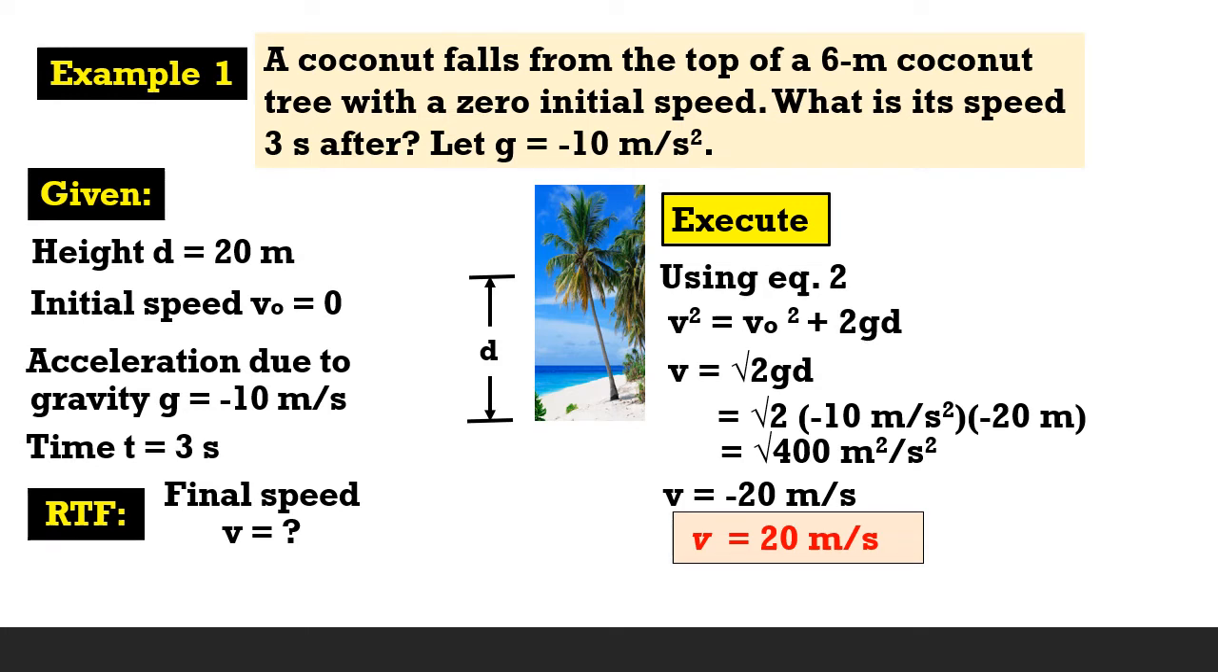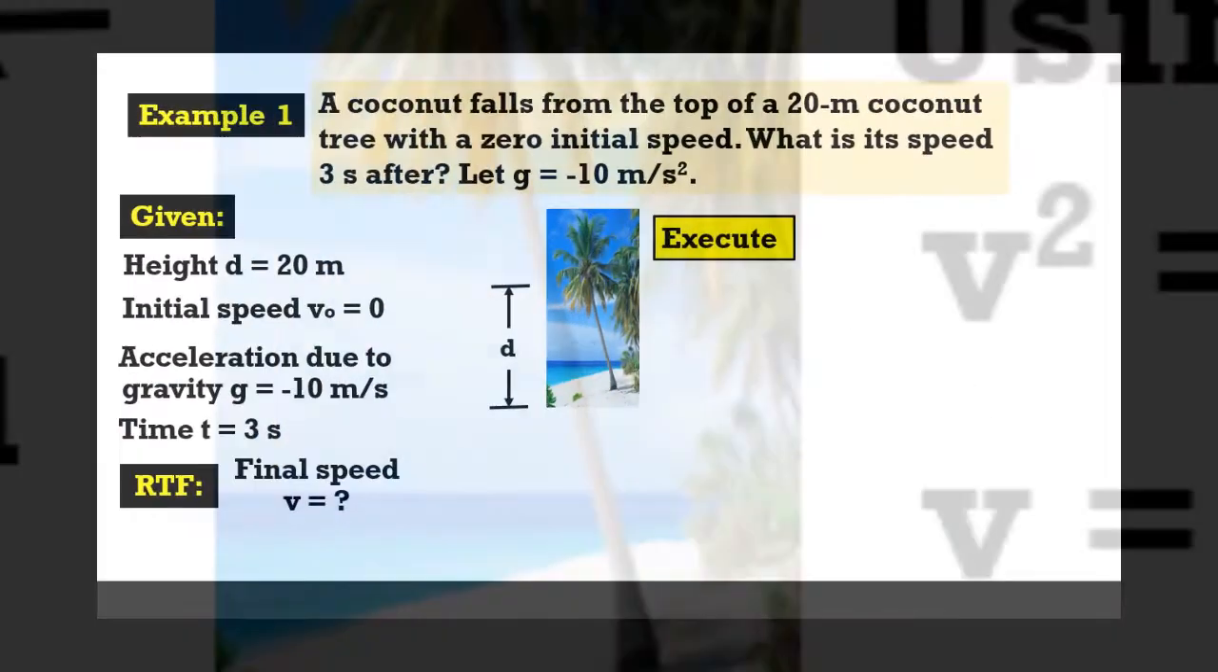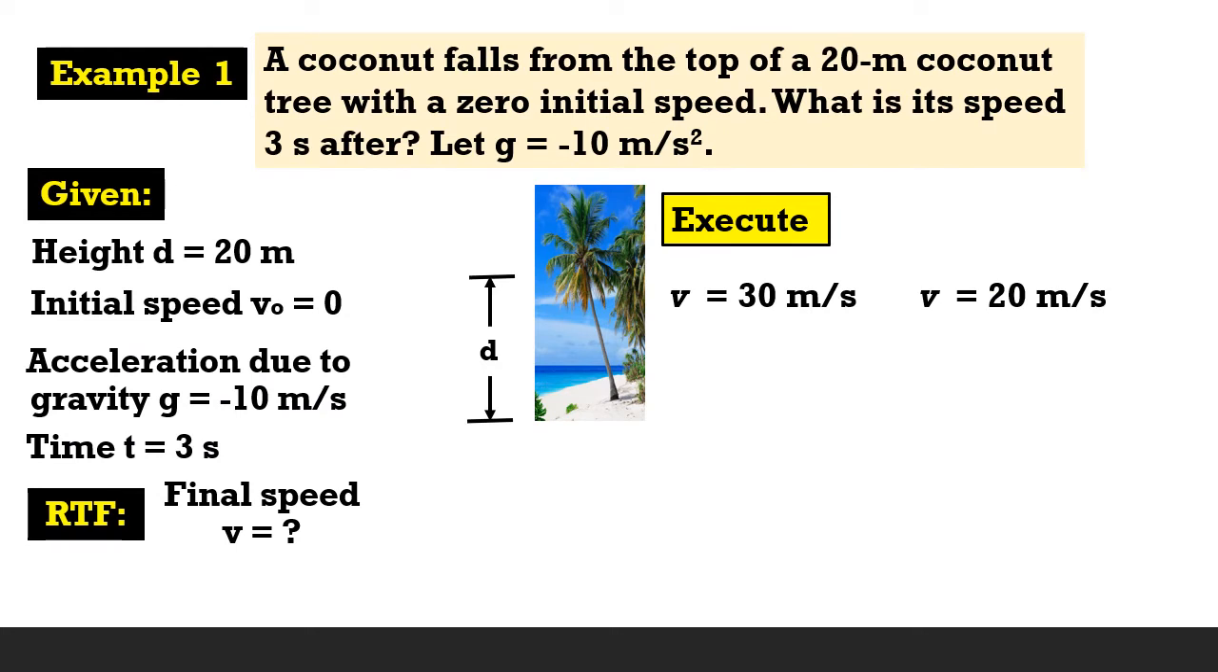Notice that two different values for v came out from using two equations. How could this be? One resulted in a value of v equals 30 meters per second, and the other, v equals 20 meters per second. They can't both be correct. And so, which answer is the correct one?